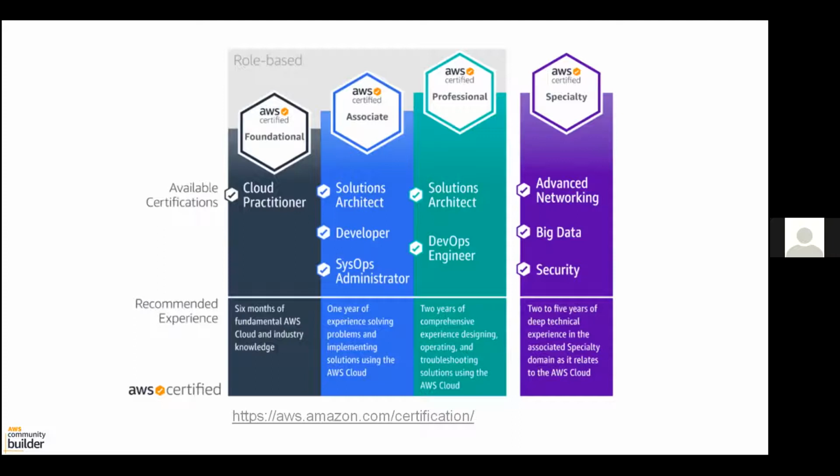In professional role-based certification, AWS provides Solutions Architect Professional and DevOps Engineer Professional, and for specialty they provide Advanced Networking, Big Data, Security, and a few others that I have not listed in this particular screenshot. The others are Machine Learning, Data Analytics, and Alexa Skill Builder, but I think they are retiring the Alexa Skill Builder certificate probably in the next 1 or 2 months.